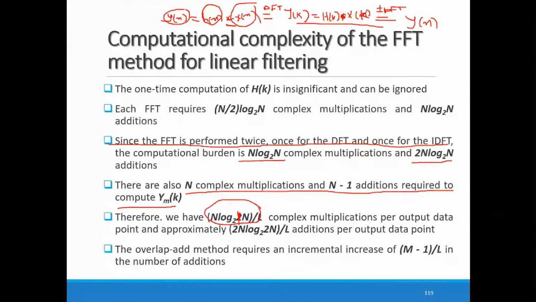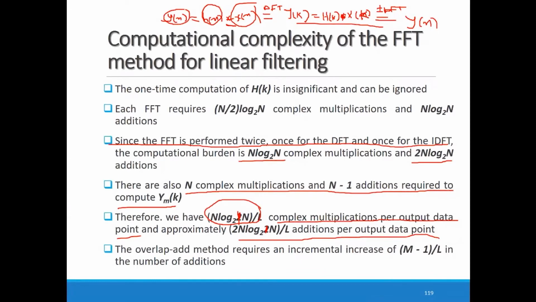Here we have n log 2n, and L such stages. Therefore we have n log 2n divided by L complex multiplications per output data point, and approximately twice n log 2n divided by L additions per output data point, because this is the overall calculation, and a total of L such points occur. So per data point, how many calculations are needed? That is n log 2n divided by L, and the second one is twice n log 2n divided by L. The first is the complex multiplication, and the second is the complex addition.